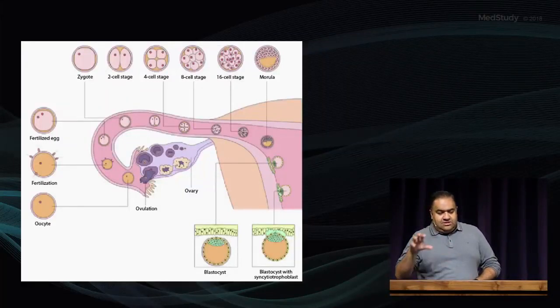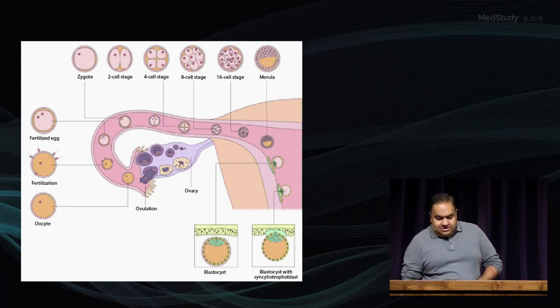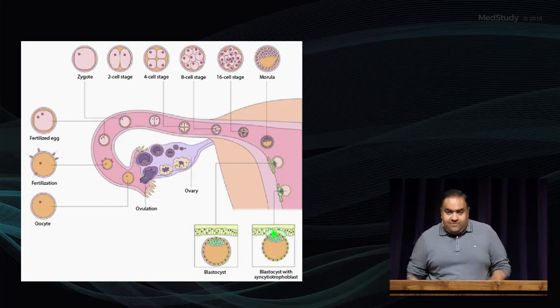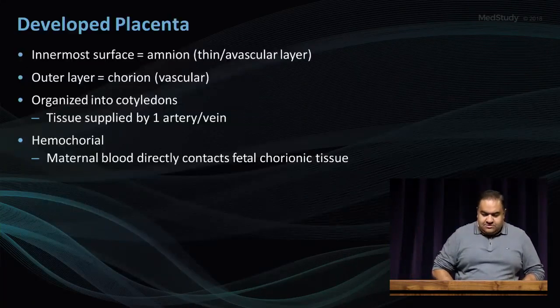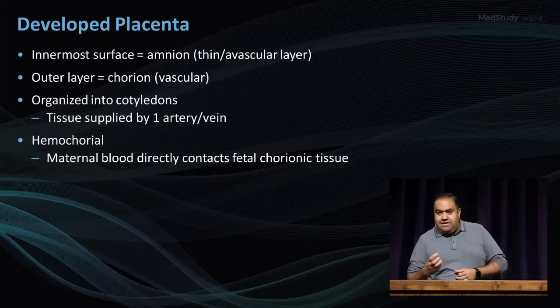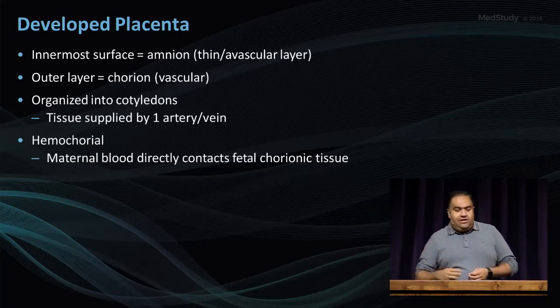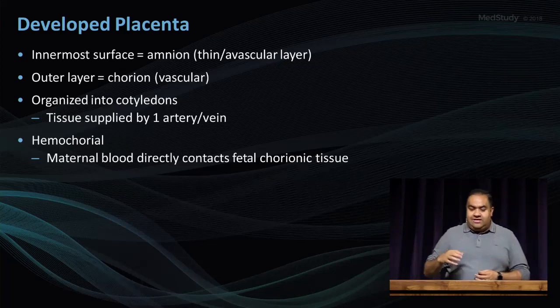As we talked about, the zygote goes to the 2-cell to 4 to the morula, and as you can see down here, you've got your blastocyst, and then the syncytiotrophoblast, and as it invades the myometrium, you start to get the fronds that appear over time. So the innermost surface is the amnion. This is the thick avascular layer, and the outer layer is the chorion, the vascular layer. These are then organized into cotyledons, and you can see these on the placenta.